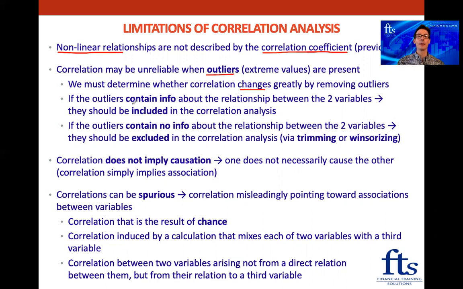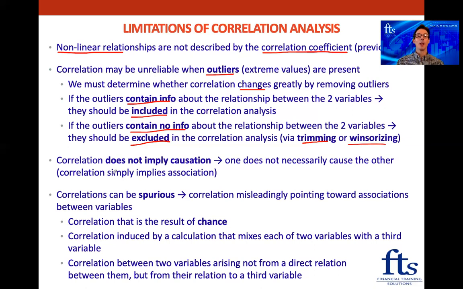If the outliers contain information about the relationship between the two, then they should be included in our analysis. But if the outliers contain no information about the relationship between the two, then they should be excluded in our analysis. And how do we do that? We need to go back to a few classes ago. Remember the trimming or the winsorizing. That's what we can do to exclude those outliers.